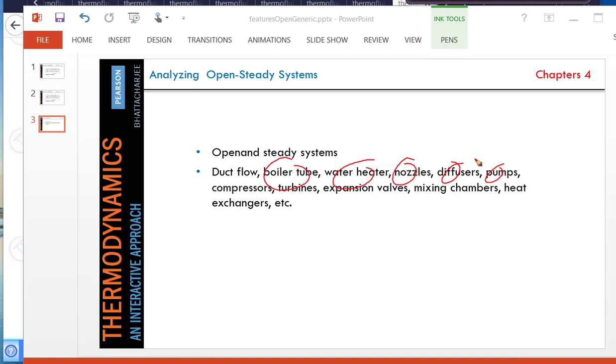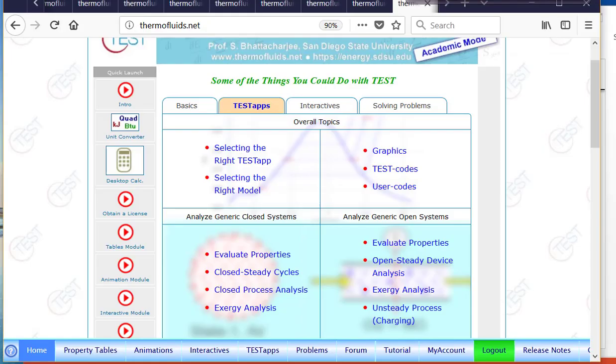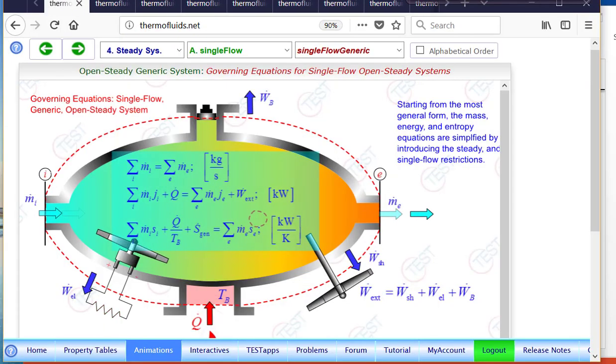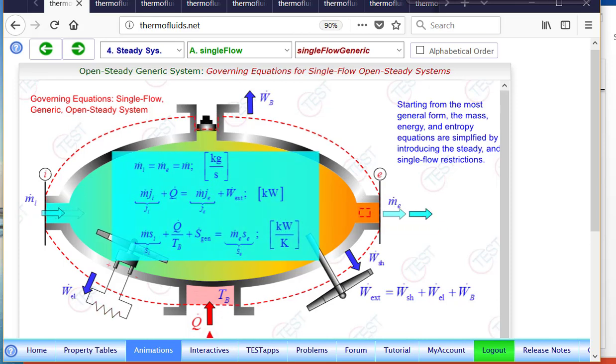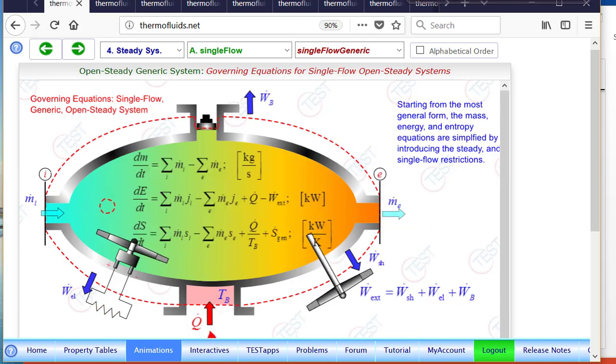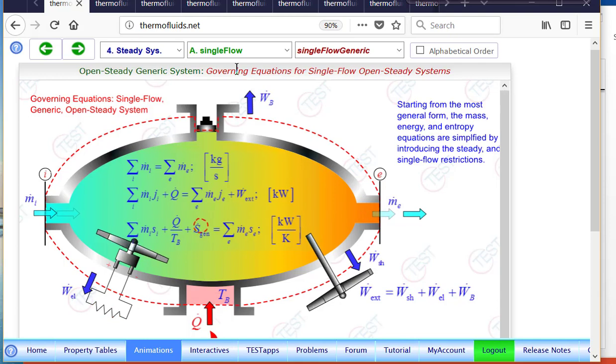But in examples such as mixing chambers or heat exchangers, for instance, there will be multiple flows going through the device. Okay, so where will you find more examples of such systems? I think I have started a number of animations. So before that, how the governing equations change is shown in this particular animation.